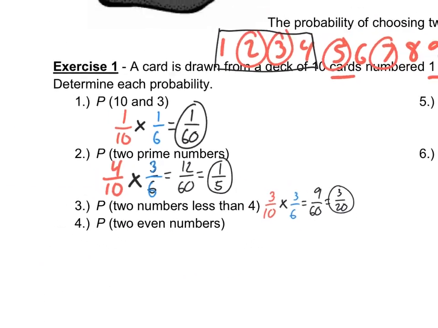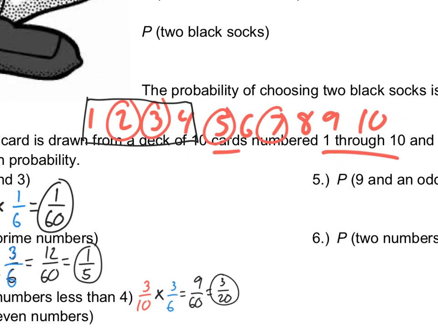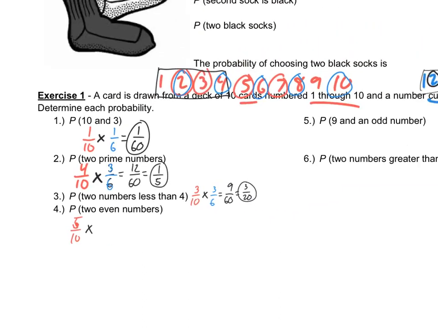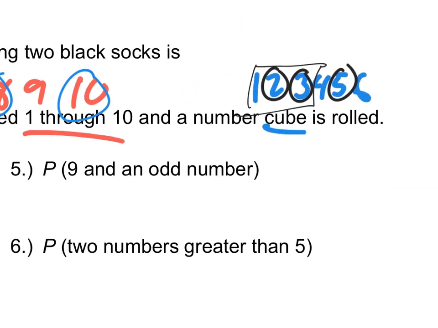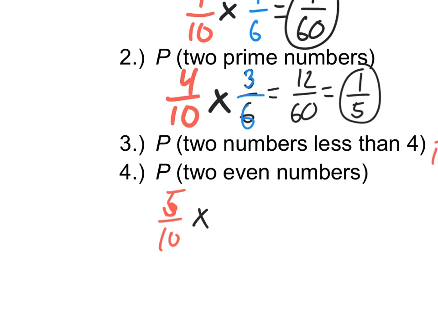On number 4, we want 2 even numbers. So an even set on this one, and then an even set on this one. So on our deck of cards, we've got 1, 2, 3, 4, 5 even numbers. So our probability here is going to be 5 out of 10. Very sorry about that. All right, 5 out of 10. And then our other one, we've got 1, 2, 3 out of 6. So this one's going to be 3 out of 6.